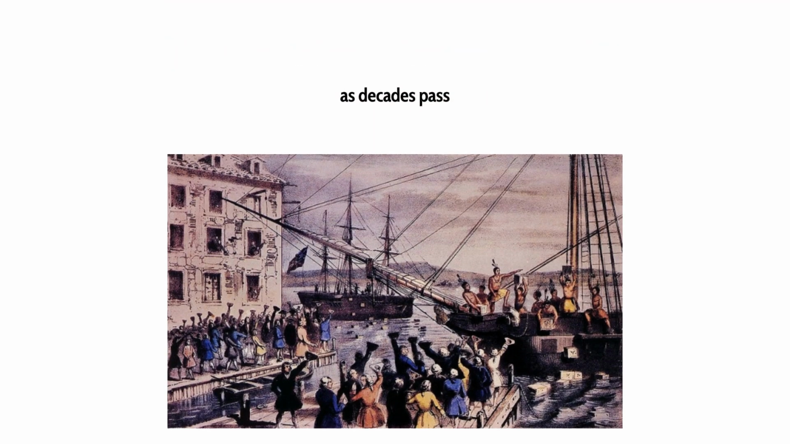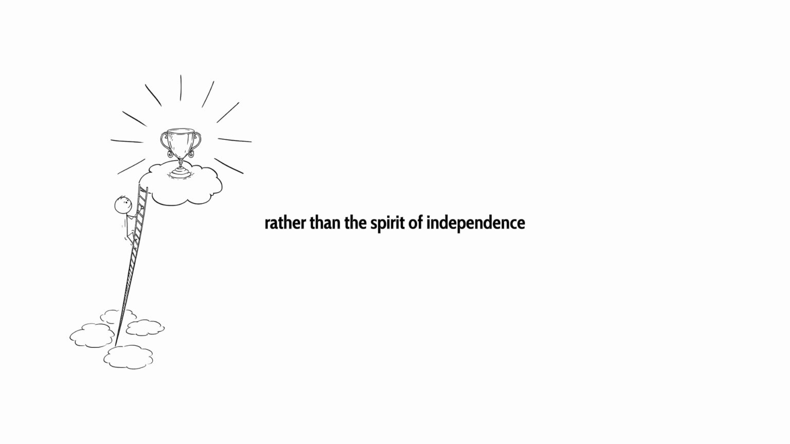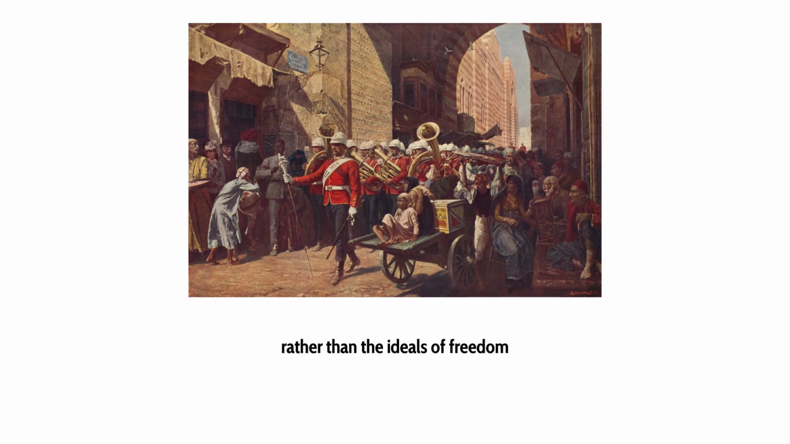As decades pass, a new generation grows up under British rule. They are educated in a system that promotes loyalty to the crown rather than the spirit of independence. The teachings of history focus on the greatness of the British Empire rather than the ideals of freedom and self-determination. The fire of rebellion is extinguished, replaced by a loyalty that binds them to their distant rulers.